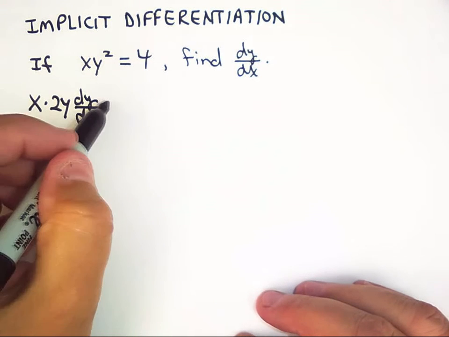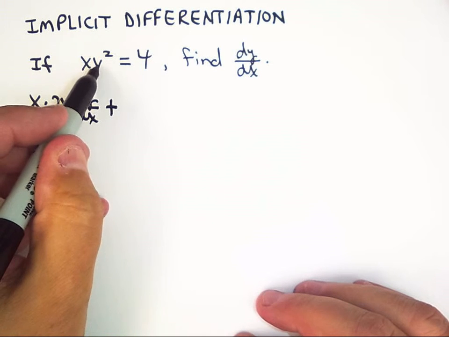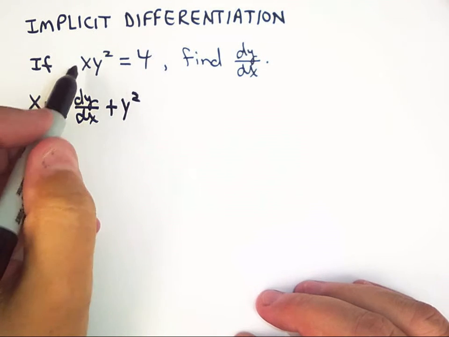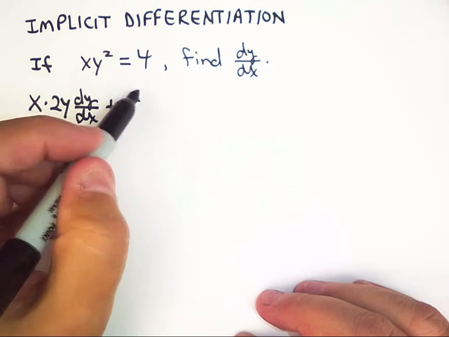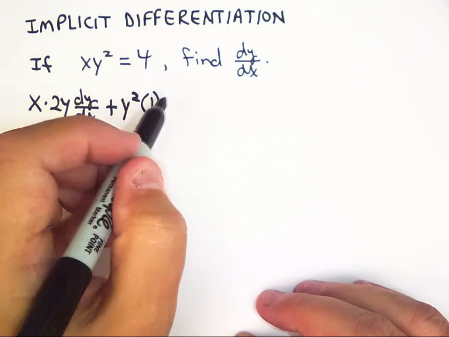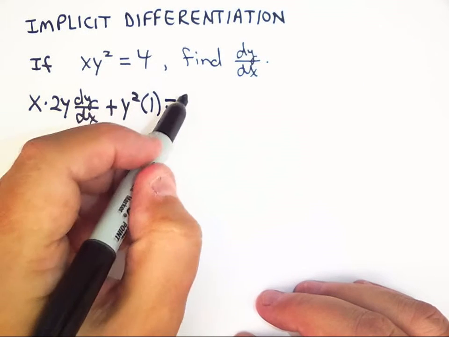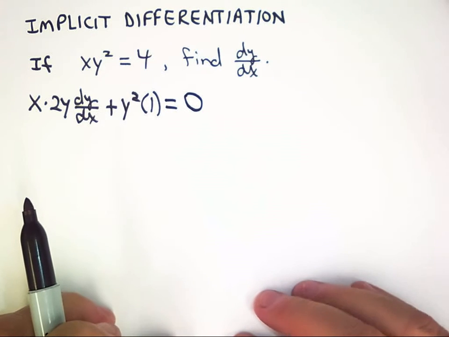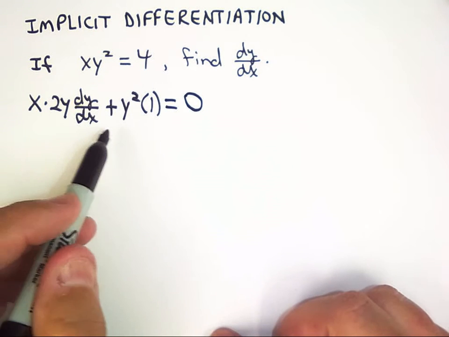That's the first half of the product rule, plus then I reverse it and take the second factor and multiply it by the derivative of the first. Well, the derivative of x is just 1. And then, of course, the derivative of 4 is 0. Now it's a matter of just solving for dy over dx.